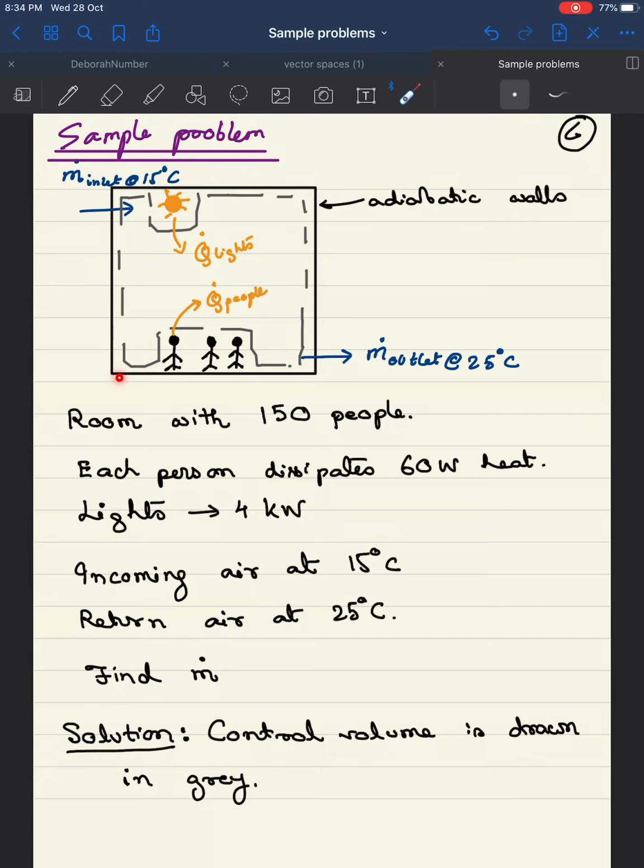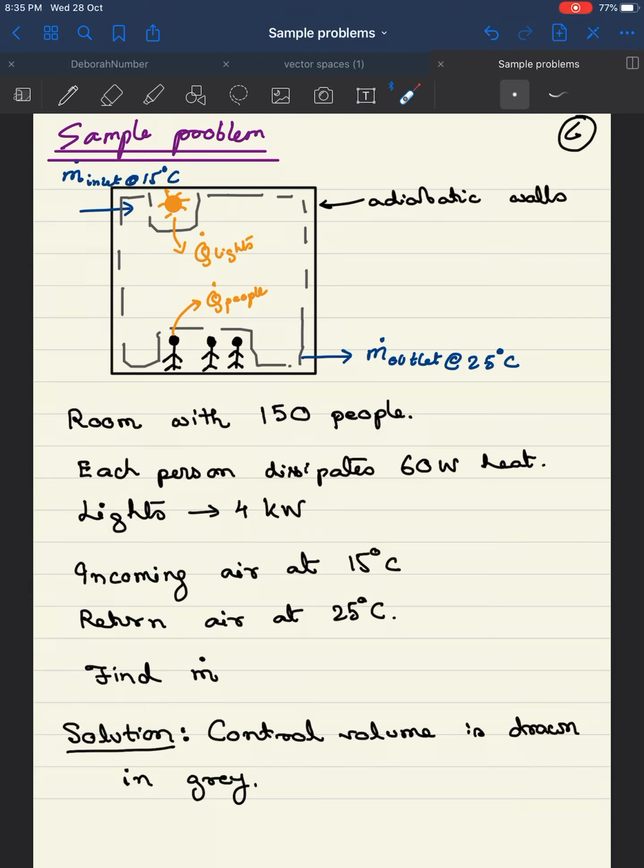What you are given is a large room which has 150 people in it. Each person is dissipating 60 watts of heat. And you have sources of light in the room, and there is incoming radiation due to this light, contributing to the energy coming into the room also. So there is an energy input into the room due to the light, and that is around 4 kilowatt.